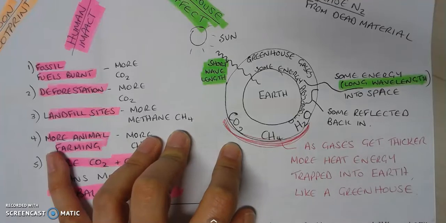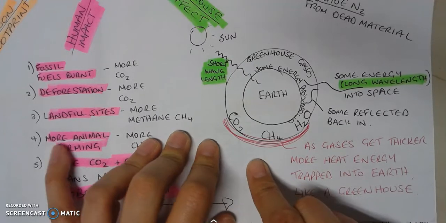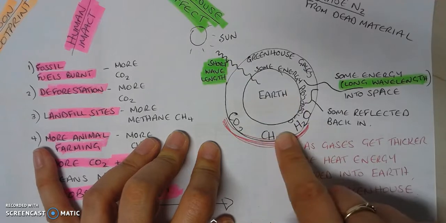And when the heat hits the glass, the heat goes through the glass into the greenhouse, the heat gets trapped and can't get out. And you think to yourself, well, how does that happen? And the reason it happens is exactly the same for what's happening on the earth.